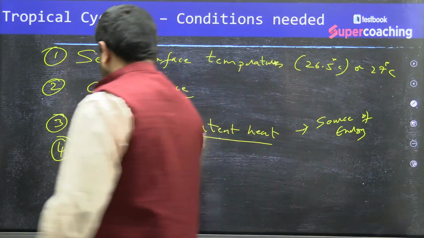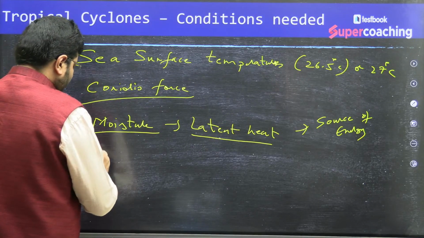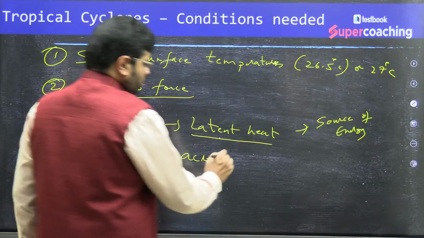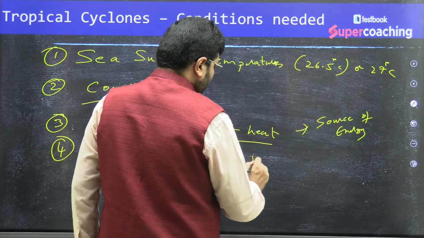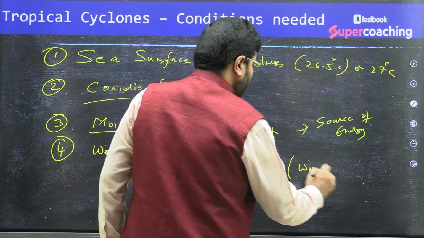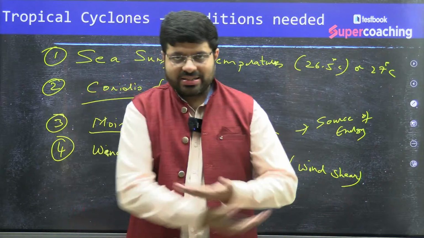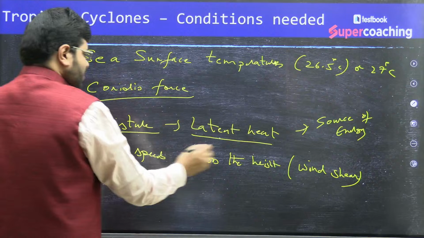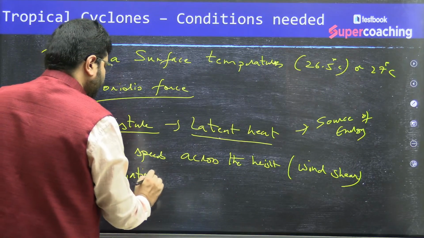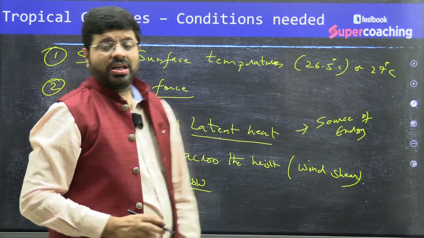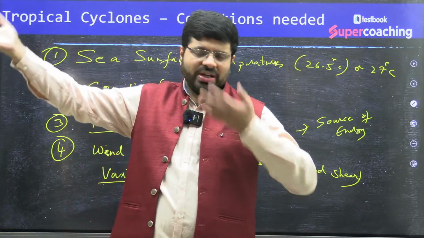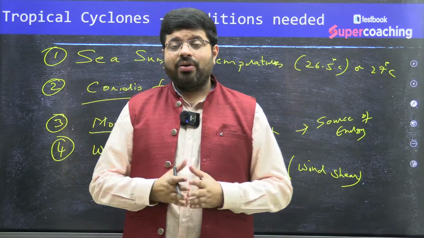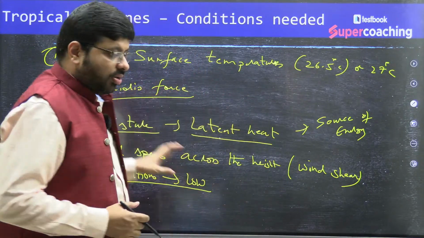Then you find the other things. There are the wind speeds across the height, which they call wind shear. What is wind shear? If this is the surface level and this is the upper atmosphere, what is the variation of wind speed across the height? Okay, wind speeds across the height. The variation should be low. There should not be much variation. Imagine if there are winds moving across the upper atmosphere; when both interact, the cyclone will start dying. So there should be no such interaction.